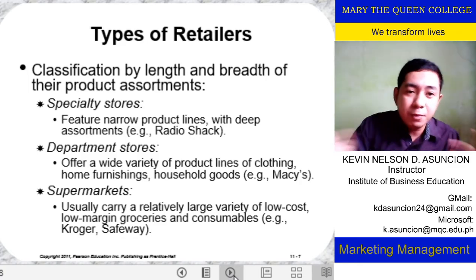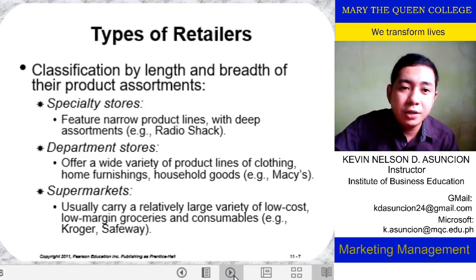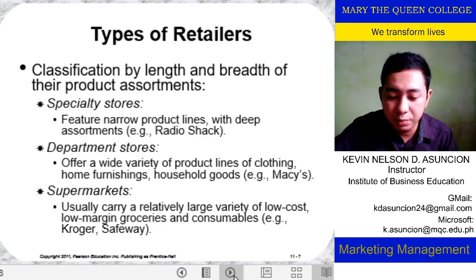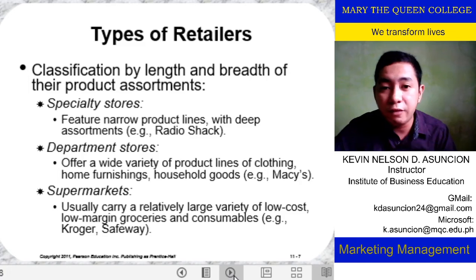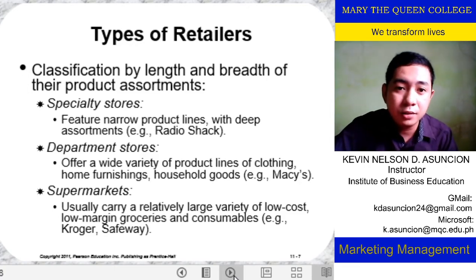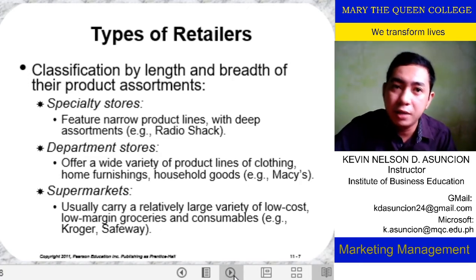So, in supermarkets, paano siya nagiging kakaiba is, usually carry relatively large variety of low-cost margin groceries and consumables wherein these are used for final consumptions. So, yun nga, it's consumable, kinakain, o ginagamit, yun yung binebenta ng supermarkets. It's a large variety but low cost. So, ibig sabihin, these are convenience and somehow shopping goods.